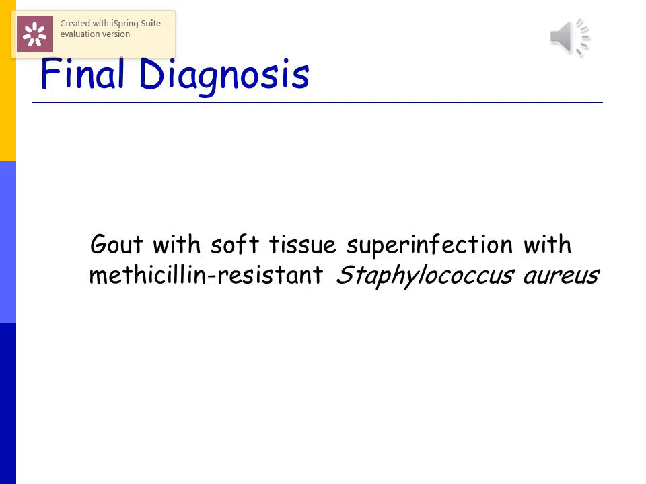So the final diagnosis of this patient, he has gout, but he also has a soft tissue superinfection with methicillin-resistant Staphylococcus aureus. So you always have to think of everything, not just micro. So a lot of chemistry analyses in this case study as well.